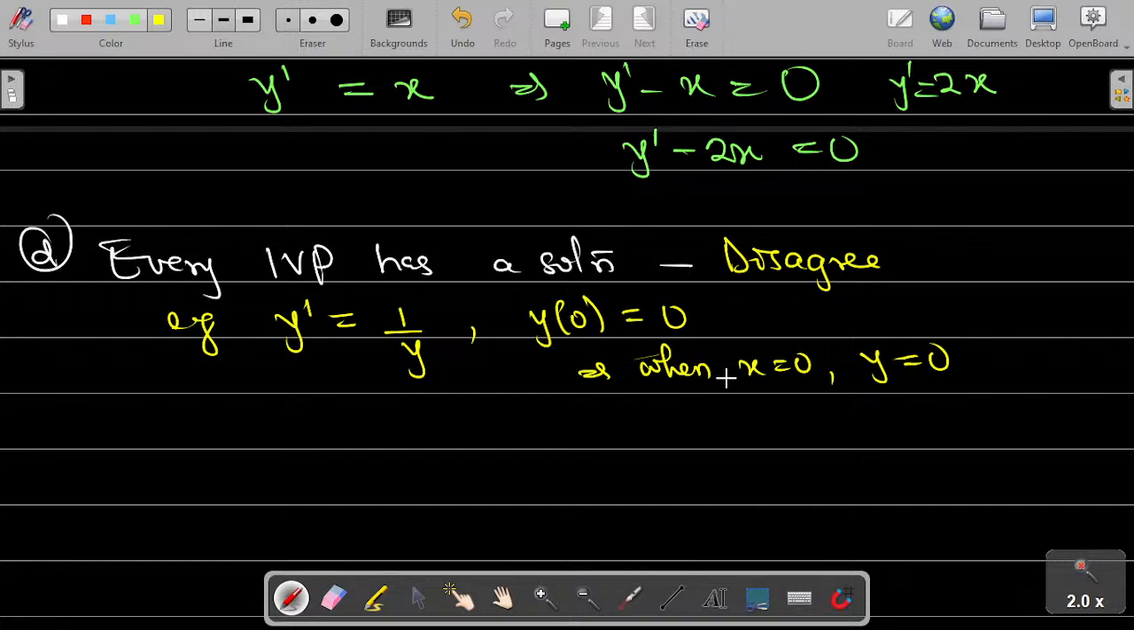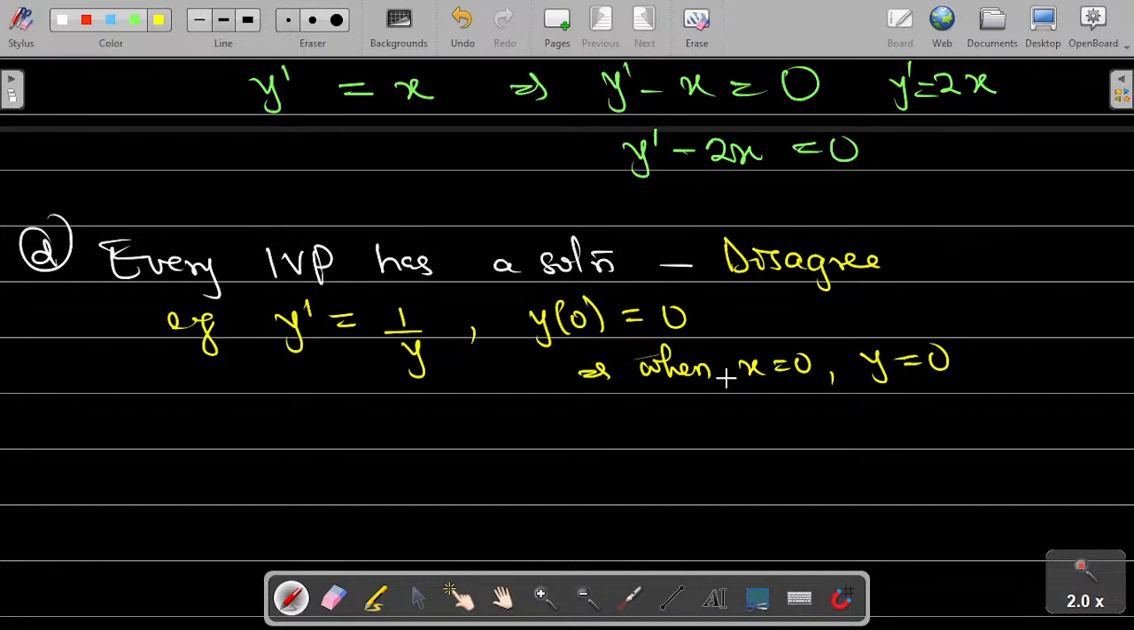Okay, so there's no solution for that IVP. The fifth one there says every first order equation has a singular solution. This is also a disagreement. A singular solution is a solution that is not obtainable from the general solution.